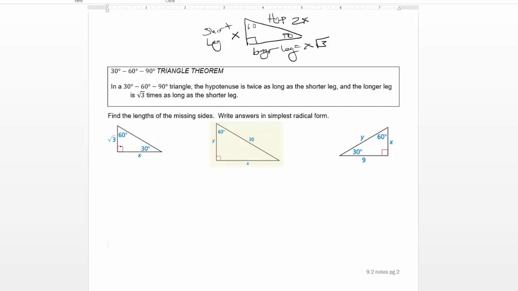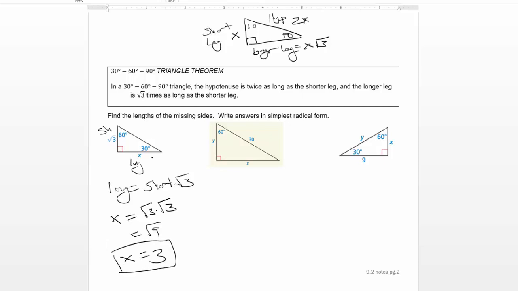In this first example, we know that the short leg, the side that's across from the 30-degree angle, happens to be the square root of 3. The longer leg is this x that we're looking for, and the relationship between the two is that the longer leg is just the short leg times the square root of 3. Or in this case, if I fill in what I know, the longer leg is x, the short leg is the square root of 3, and I need to multiply it by another square root of 3. That's the square root of 9, which is just 3. If you need to find the hypotenuse as well, you could take the shorter leg and double it. So the hypotenuse happens to be 2 square roots of 3.